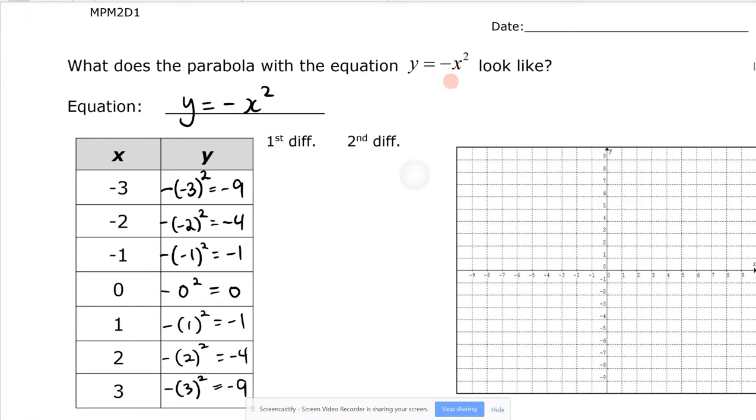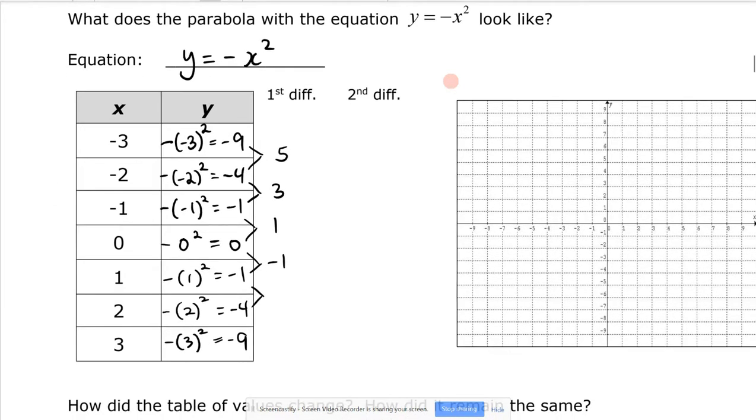Now I can also do first and second differences. Negative 4 minus negative 9 is positive 5. Negative 1 minus negative 4 is a positive 3. 0 minus negative 1 is positive 1. Negative 1 minus 0 is negative 1. Negative 4 minus negative 1 is negative 3. And negative 9 minus negative 4 is negative 5.